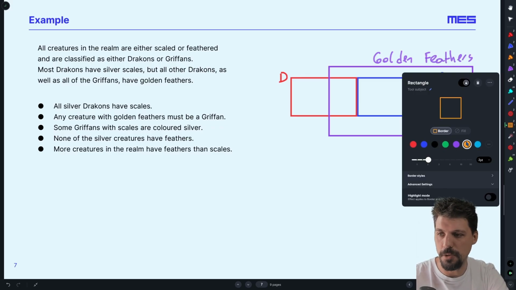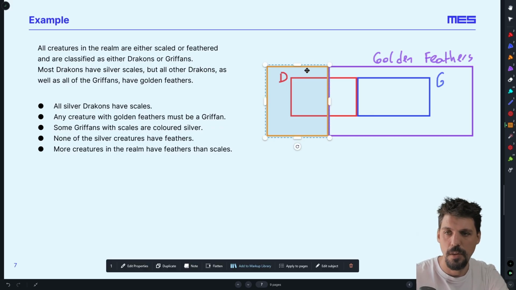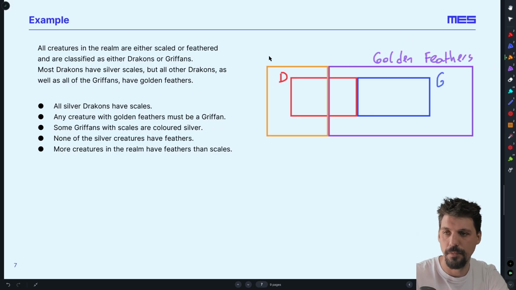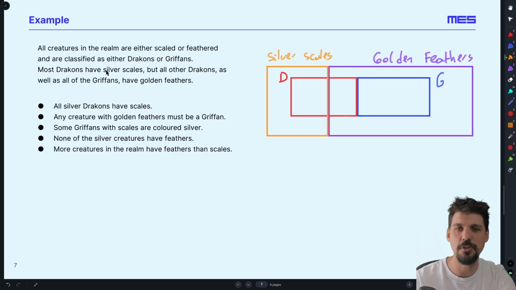And let's do an orange box over here for silver scales. Okay. Now, there's a whole lot of other stuff going on. There might be other animals that have silver scales. There might be some other animals with golden feathers, right? But this is what we know. So let's just double check this tracks with us.